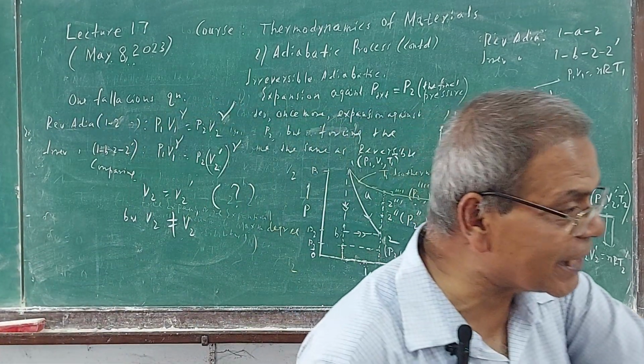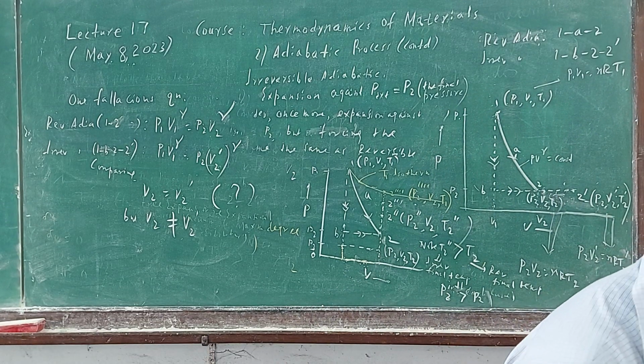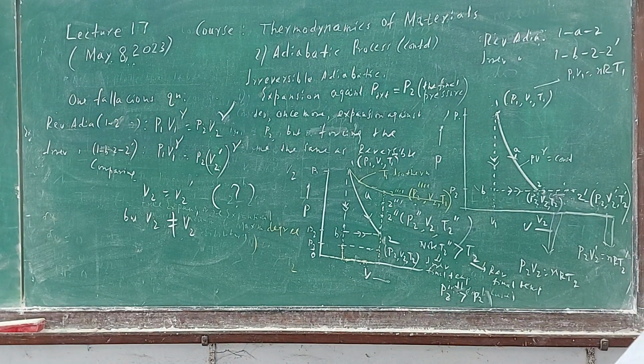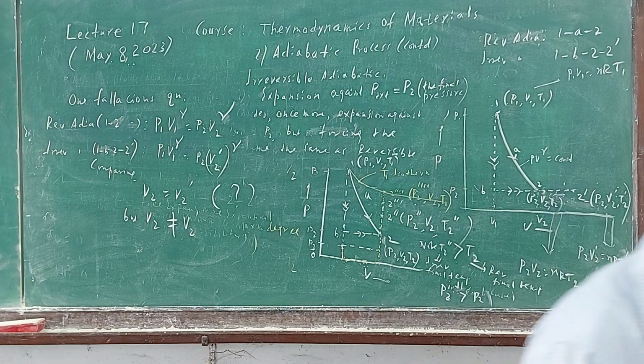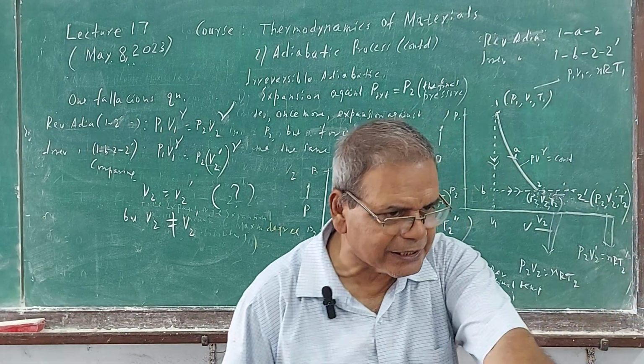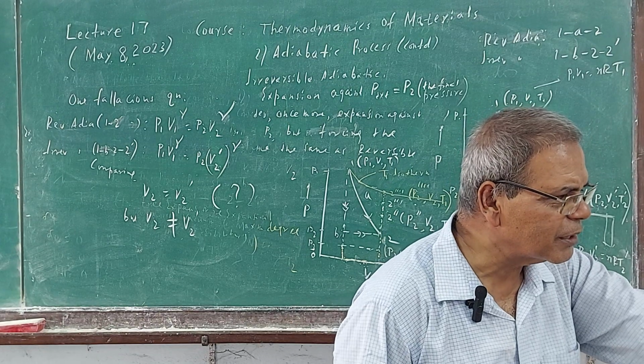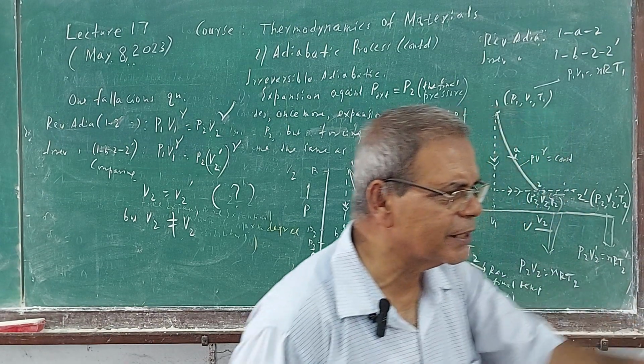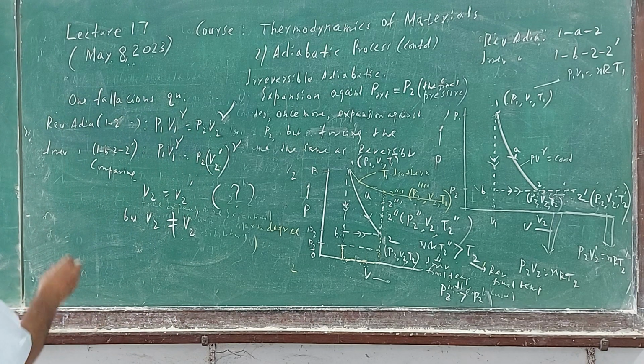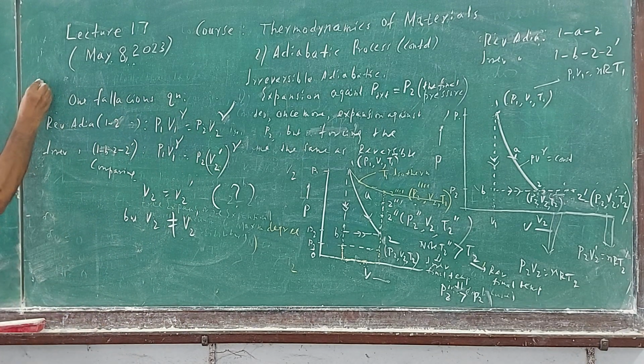If you follow the deduction, you will see dq. Can you go back to the deduction quickly? PV to the power gamma is constant. See where I am applying reversible. Tell me, first line, what I wrote: dq is du plus dw. Recall the deduction. Follow. Where have you used the reversibility? Can anyone tell me where?